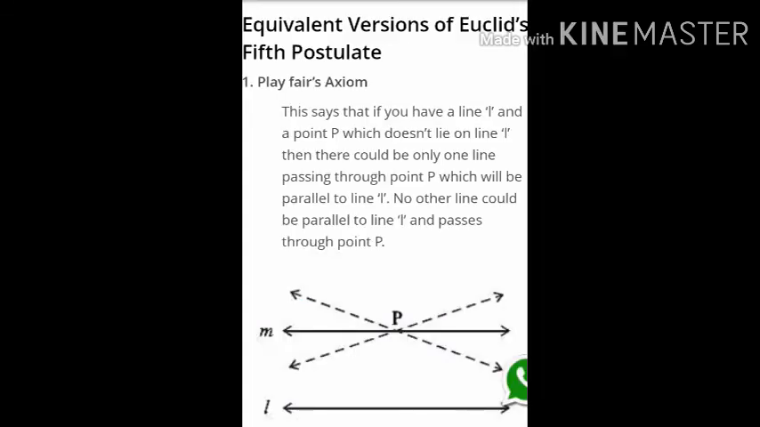Topic: equivalent versions of Euclid's fifth postulate. Playfair's axiom. This says that if we have a line L and a point P which does not lie on line L, then there can be only one line passing through the point P which is parallel to line L. No other line can be parallel to line L and pass through point P. This is called Playfair's axiom.